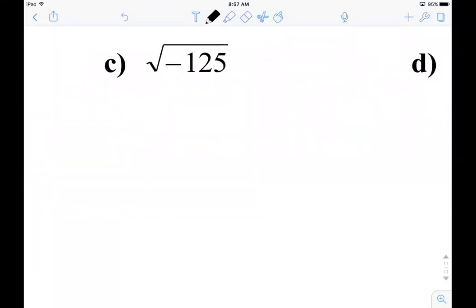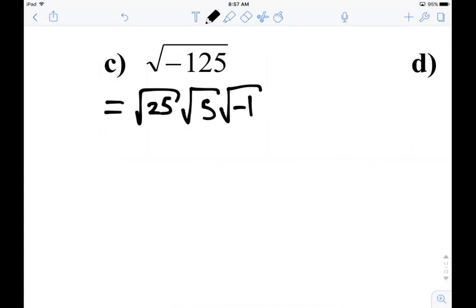What about negative square root of 125, and the fact that we have a negative as well? I'm going to break it up into square root of 25, square root of 5, and the square root of negative 1. Technically, in my next step I could write that as 5 root 5 and then i, but I'm just going to rearrange the order and write it as 5i root 5, using that same order I discussed previously.